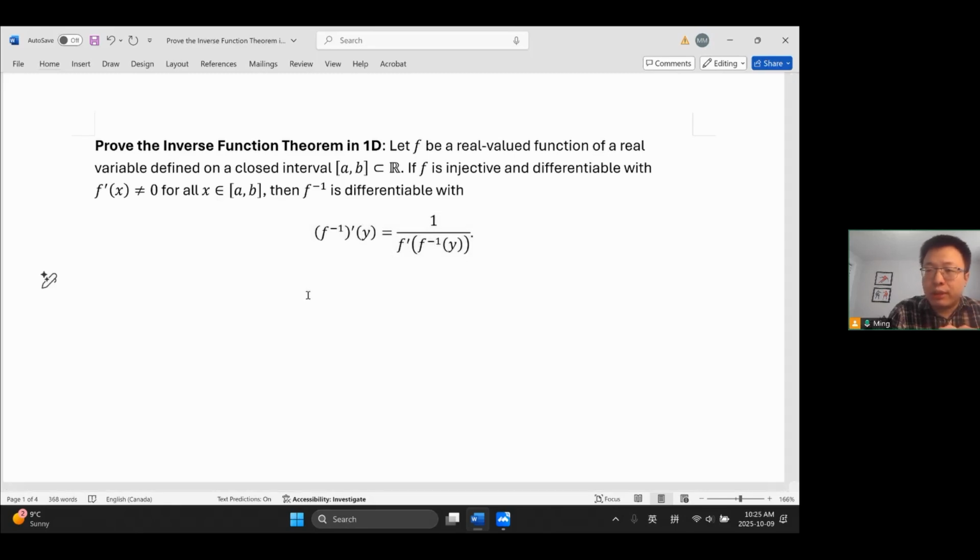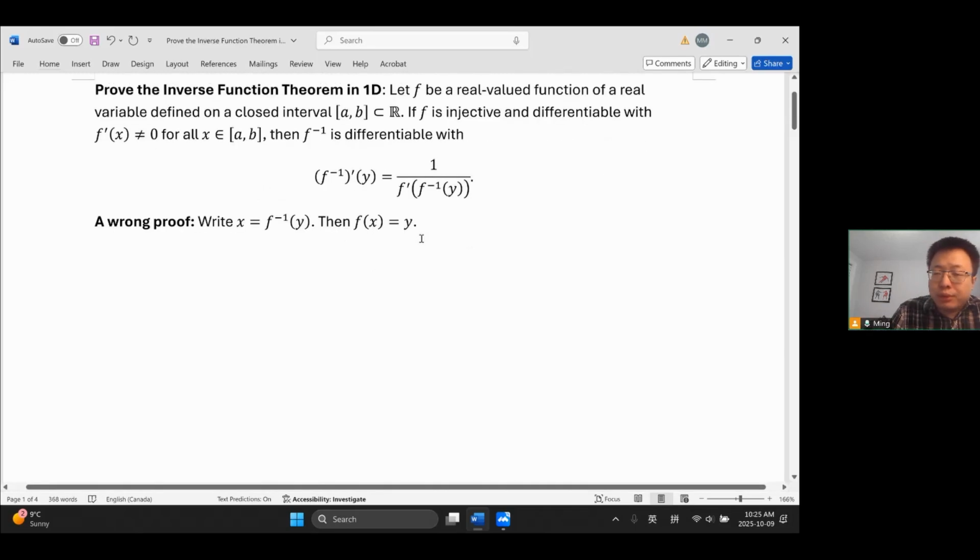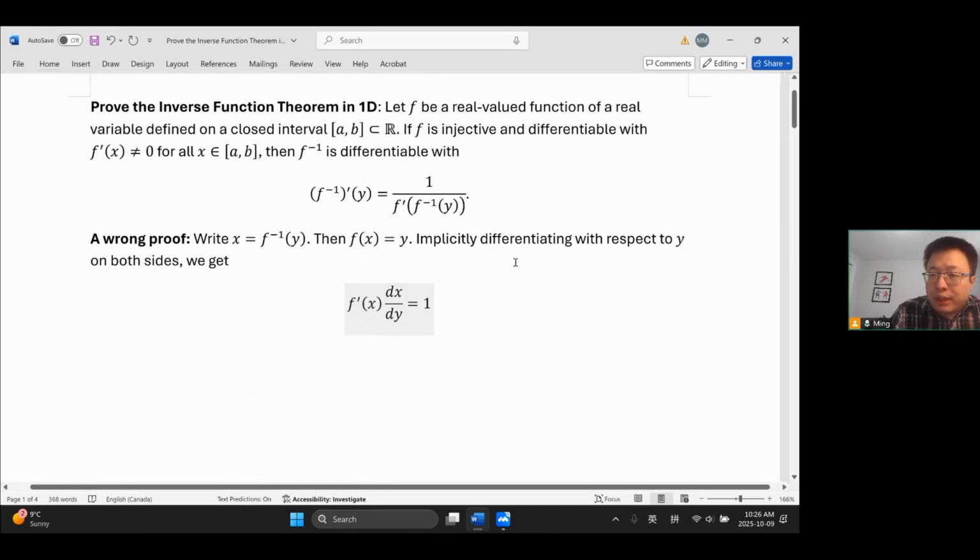Before we present the correct proof, let's first address a very common mistake. So this is a wrong proof. First, let's write x equals f inverse of y. Then by the definition of inverse functions, we have f of x equals y. This is of course valid. Then we're going to implicitly differentiate with respect to y on both sides. Remember now, x is treated as a function of y.